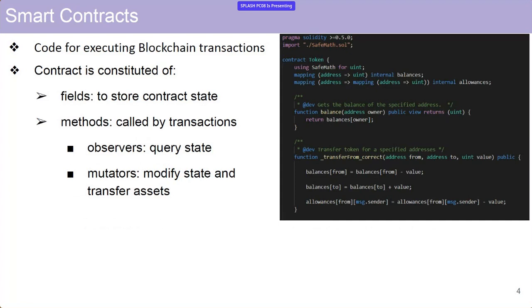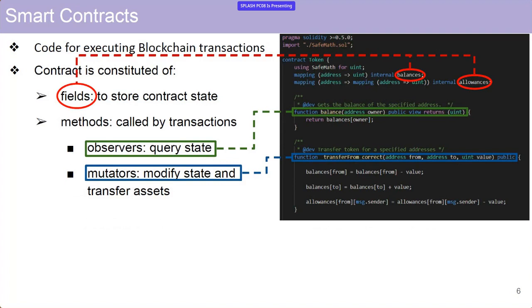Here we have an example of a smart contract for a token. We have two fields to store the token state, and we have an observer, balance, to which you give an owner address, and it will return the balance of that address. And we have a mutator which transfers a given amount from one address to another.